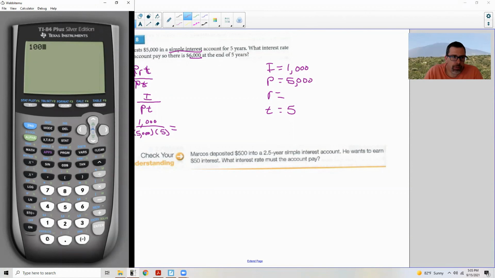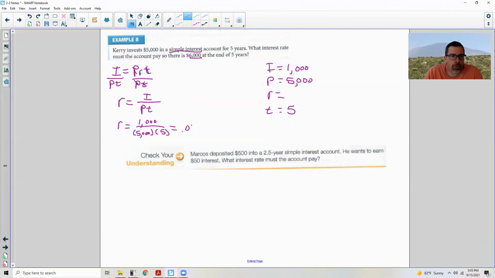1,000 divided by parentheses 5,000. I didn't have enough parentheses, timeout. Second, insert another parentheses. Okay, close parentheses, another parenthesis for the 5, and close it. We're done. 0.04. So the rate is 4%. So we answered the question. At an interest rate of 4% in 5 years, we will make $1,000.